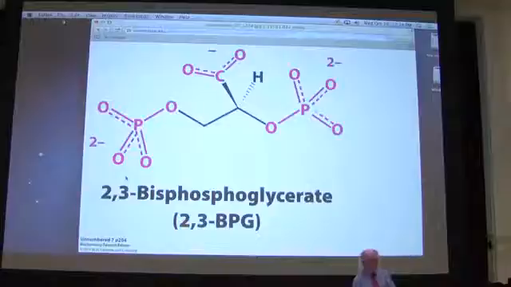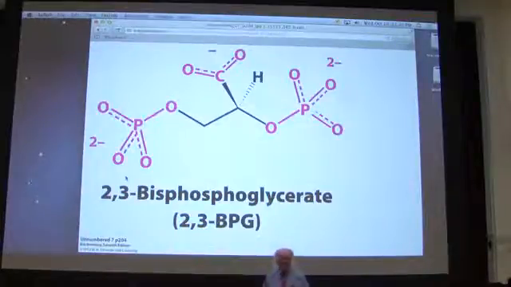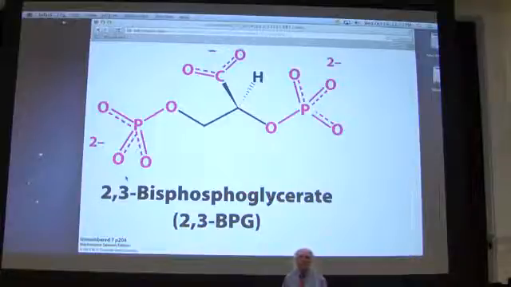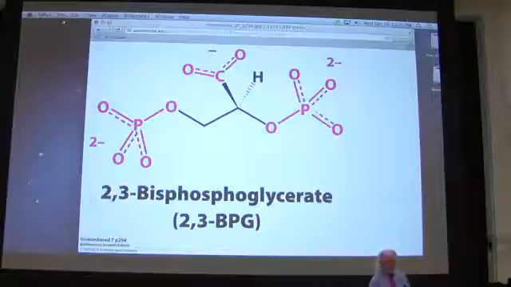Here's the molecule I've been talking about. You don't need to know the structure of that. This turns out to be a byproduct of the metabolism of glucose. And as I said, it's an accident. We'll talk about that later. You don't need to know the structure. You don't even need to know the full name. If you say 2,3-BPG, you got it.